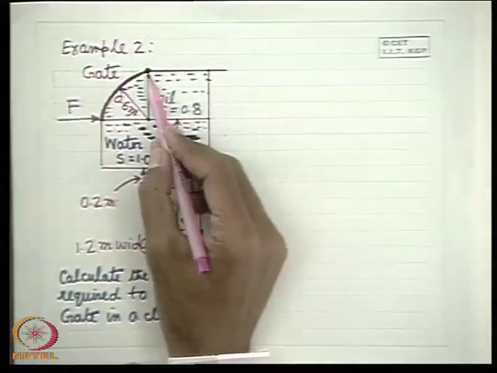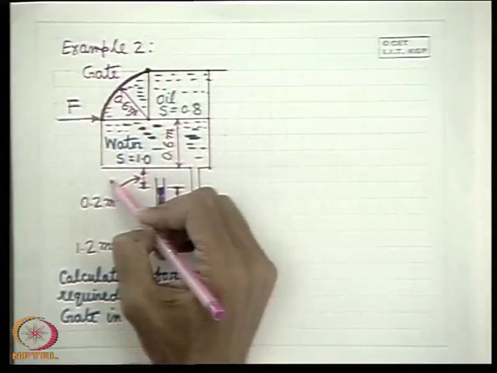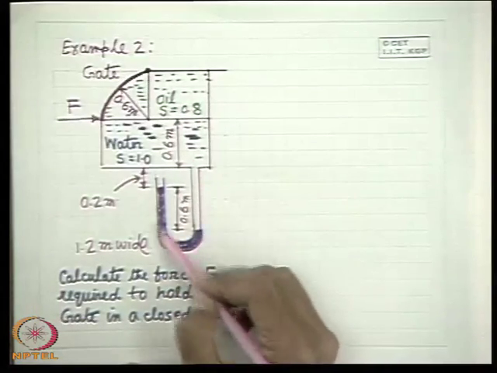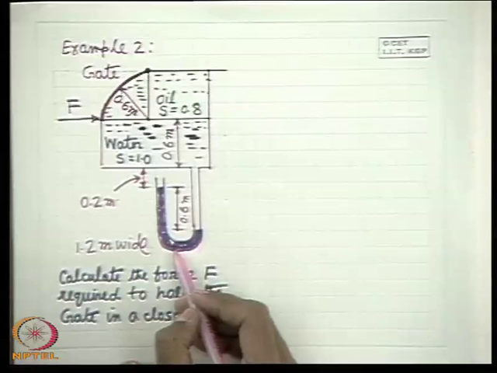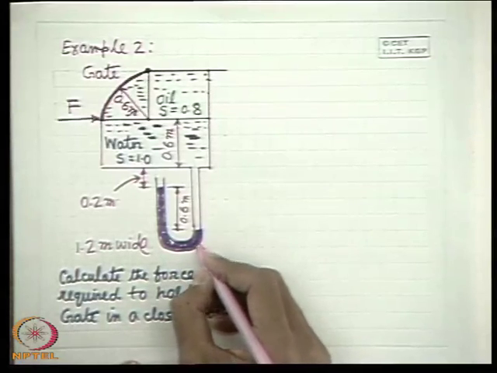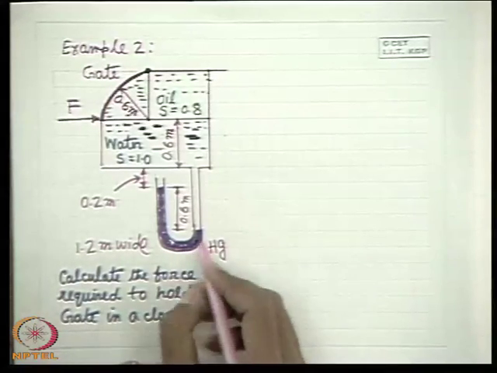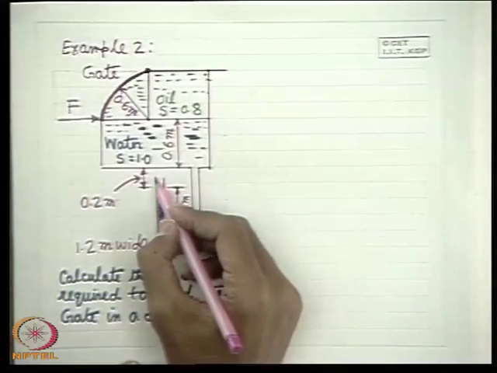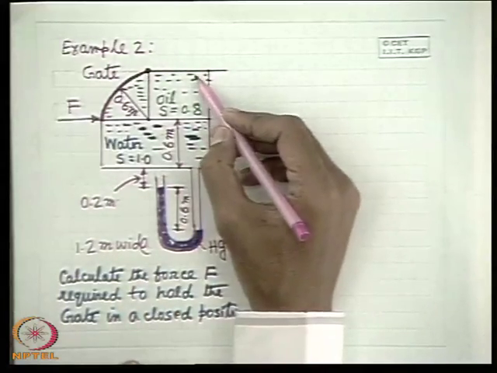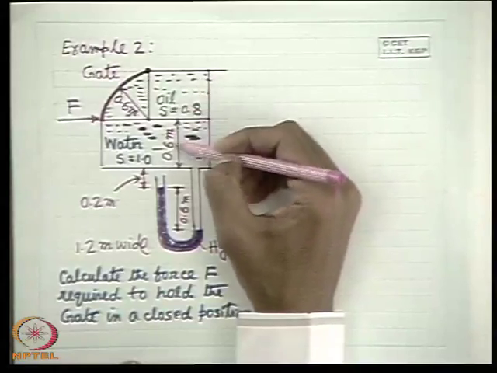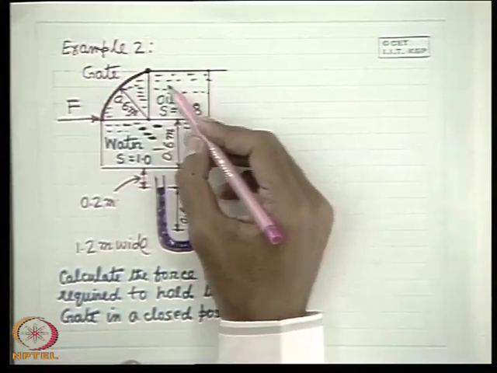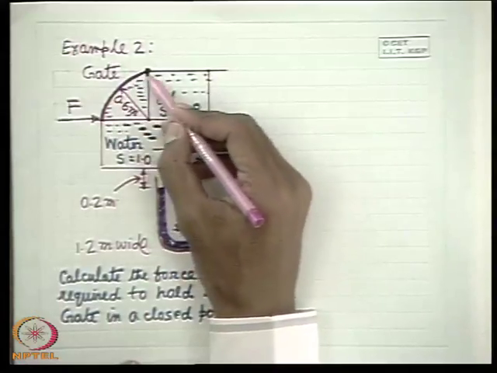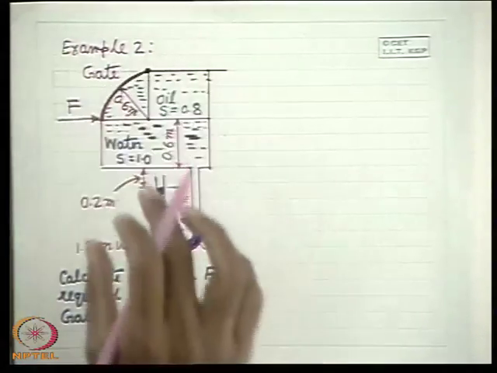So this is connected to a closed box with oil and water at pressure. How do you know? Because if you attach a manometer, this manometric fluid is mercury, Hg. With the manometric fluid, we get a deflection. That means this part is open to atmosphere. So there is a pressure in this oil and water. Due to this pressure, a pressure force is exerted on the curved gate, which is a quadrant of a cylindrical surface.